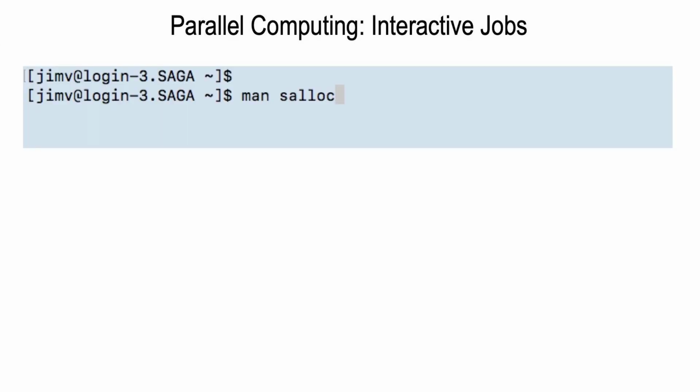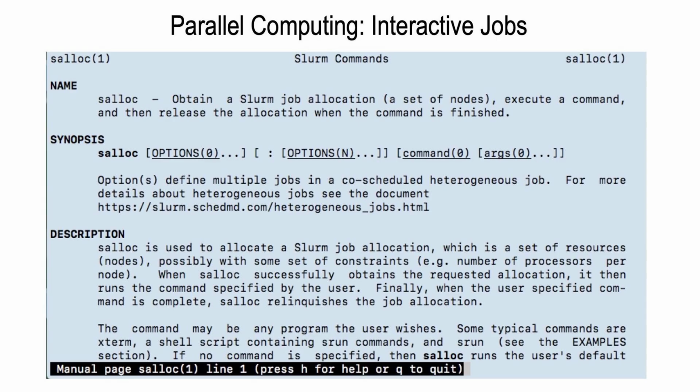To transition from login nodes to compute nodes, you'll need the Linux command salloc, which is short for Slurm-allocate. This command offers several options, and you can explore them by typing man salloc in the terminal. Executing this command will display the salloc manual directly in the terminal for your reference.